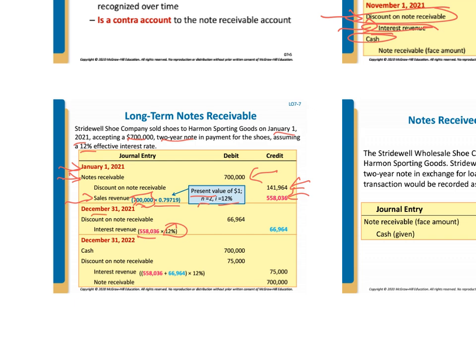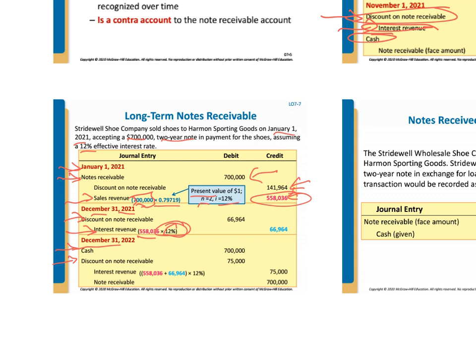So on December 31st, 2021, at the end of 1 year, we will multiply the carrying value, which is the amount of sales revenue that we started with, by the effective interest rate that we have, and this provides for us our debit to discount on notes receivable, our credit to interest revenue. And then at the end of the note's life, at the end of that 2-year period, we debit cash for that face value. We debit the discount on notes receivable for the interest amortization for this new period.